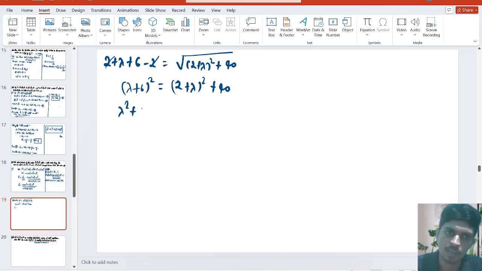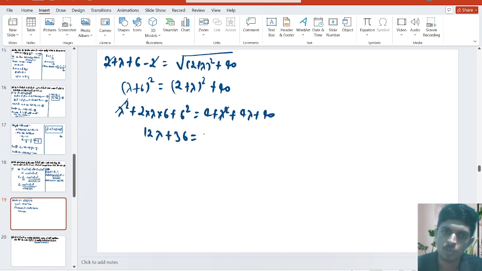So this is lambda square plus 2 into lambda into 6, that is 2ab, plus 6 square, equal to 2 square, 4, plus lambda square plus 2 into 2 into lambda, plus 14. Simplify, you get the answer. Lambda square cancels out, and 2 into 6 gives 12 lambda plus 36, and on the right 4 lambda plus 18, that is 4 plus 14. So simplify: 12 lambda minus 4 lambda is equal to 18 minus 36. You get 8 lambda; 44 minus 36 you get 8. So lambda equals 8 by 8.